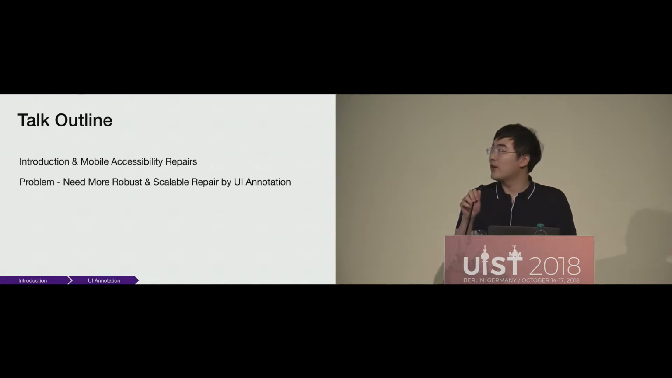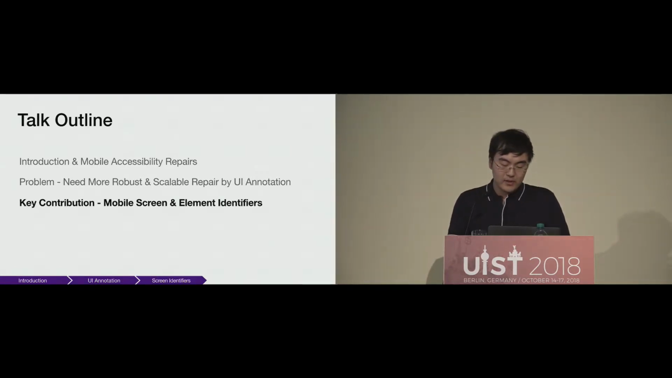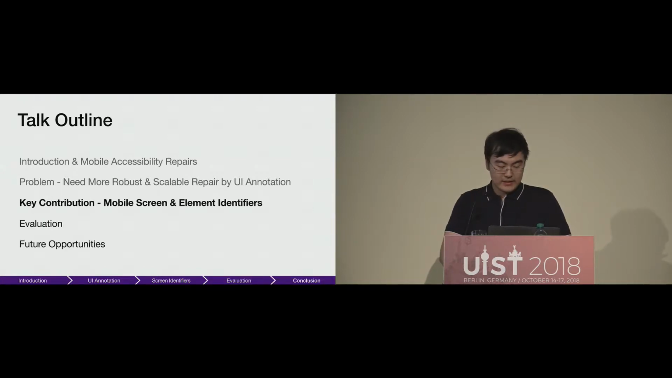So here's the outline of my talk. We already introduced the mobile accessibility issues and potential repairs. We also find the problems in the previous repairs. They are not reliable or scalable. Our key contribution in this work is novel screen and element identifiers that enable annotation on mobile app UI. Finally, we will talk about evaluation and future opportunities.